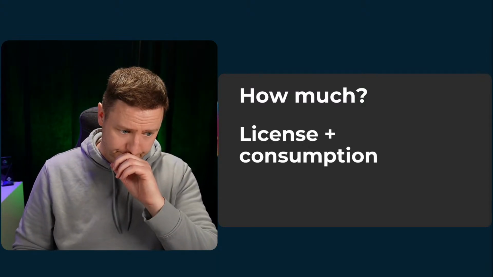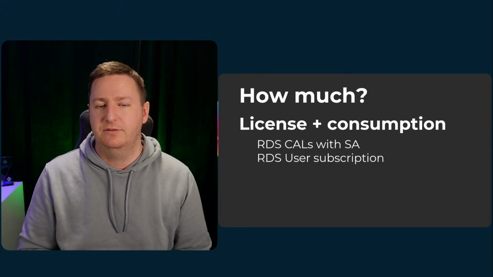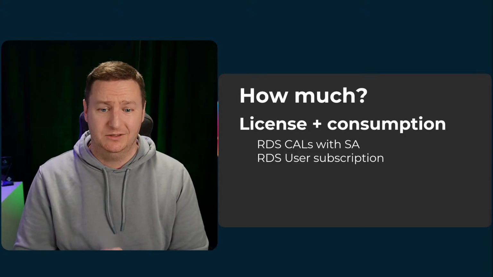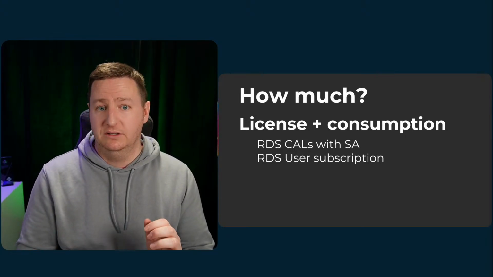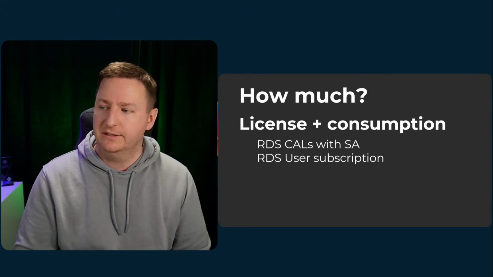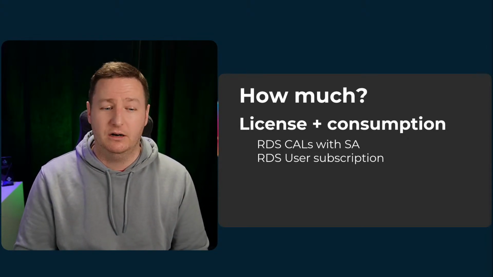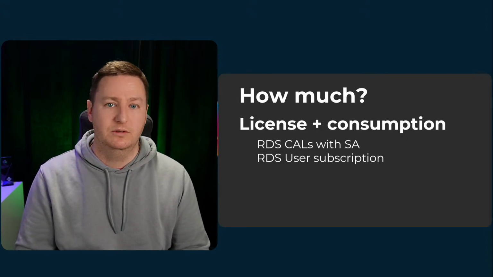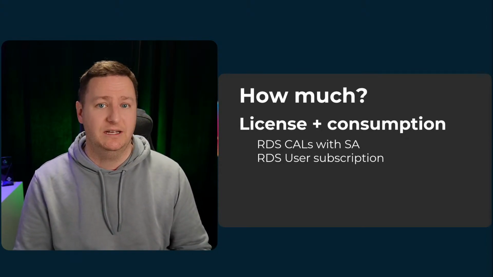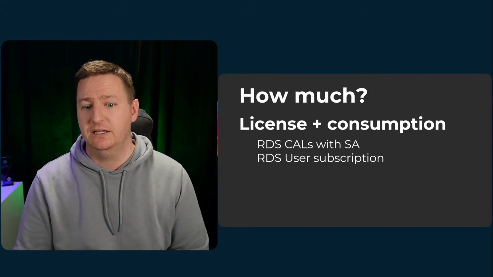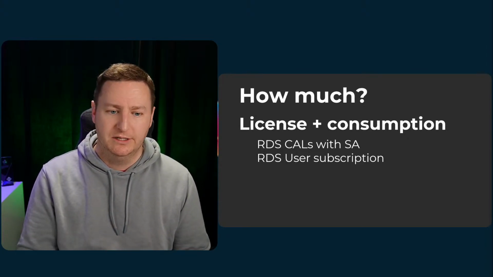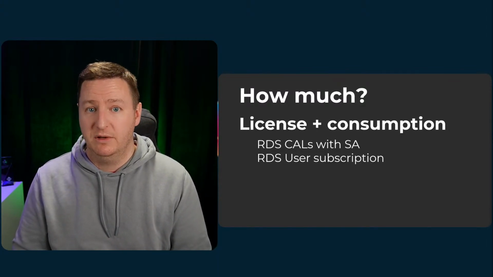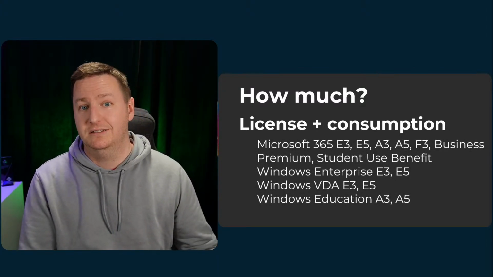In terms of licensing, if you are using a server-based operating system, then you need to have RDS CALs with Software Assurance, or you need to have RDS user subscriptions. If I remember correctly, the RDS user subscriptions are only available through CSP. So if you don't already have a relationship with a CSP partner, then you would need that as well. But we want to use a client operating system, and with it, the licenses change.